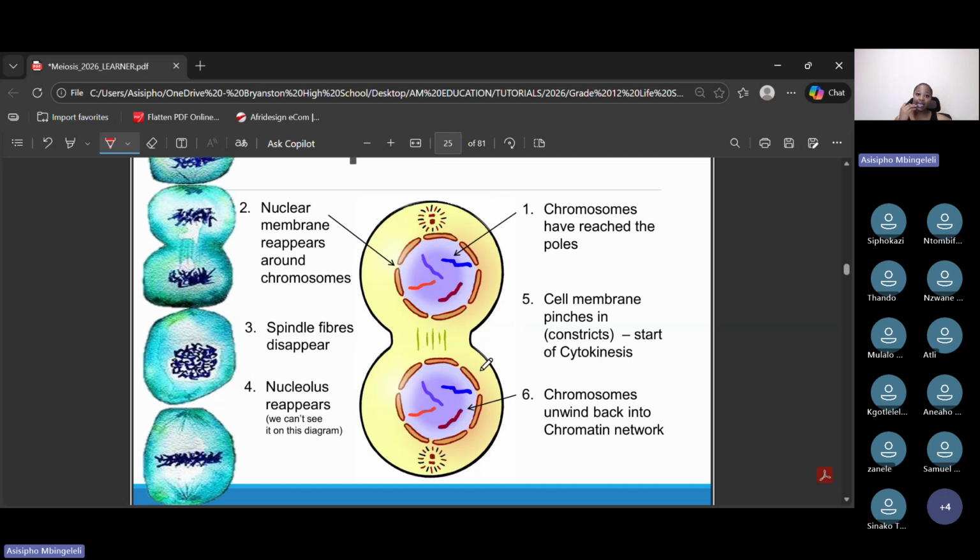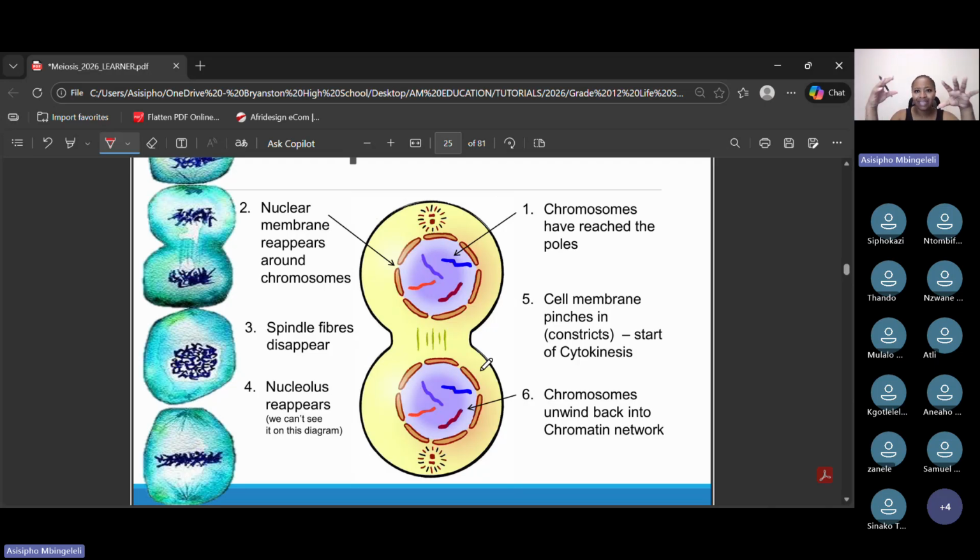Then this is at the end. Remember the nuclear membrane disappeared in prophase? It reappears here in order to surround or enclose these chromosomes. The spindle fibers will disappear. The nucleolus that disappeared in prophase will reappear. Now, the chromosomes will unwind back actually to form the chromatin network.